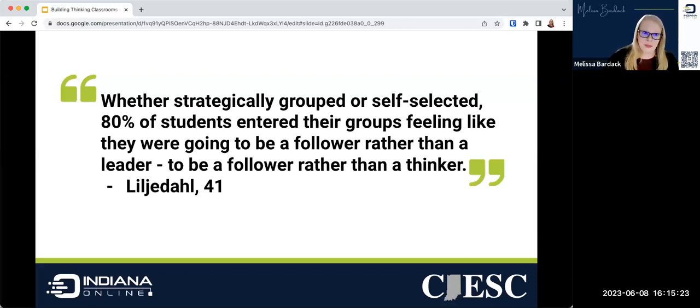Liljedahl says in his book, and he found from all of his research, that whether strategically grouped or self-selected, 80% of students entered their collaborative groups feeling like they were going to be a follower rather than a leader before they ever entered the group. And he said they're going to be a follower rather than a thinker. So students being put into groups have this preconceived notion that someone else will be the leader, and their job and their role is to really just follow along and do whatever is told of them.